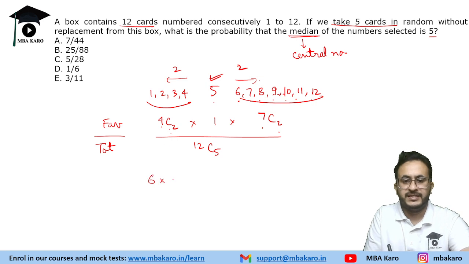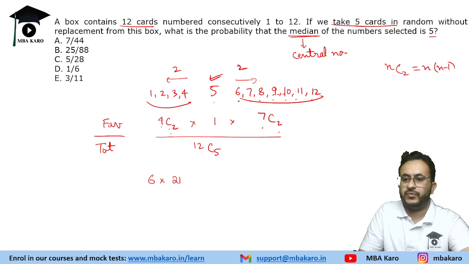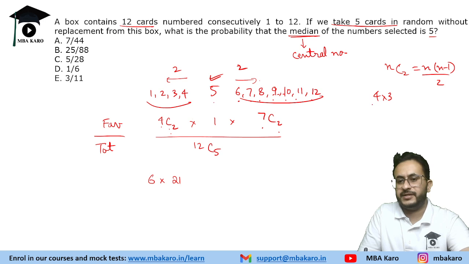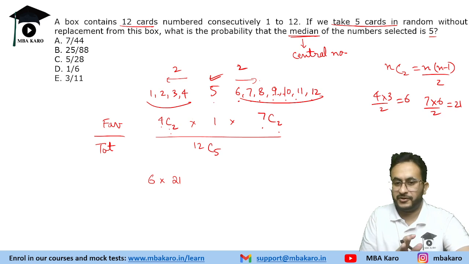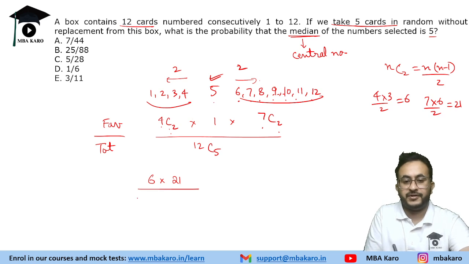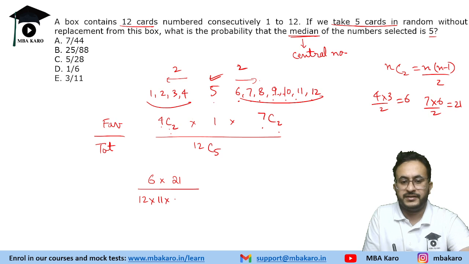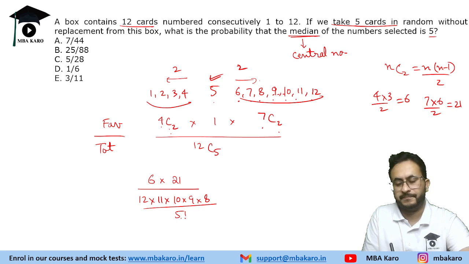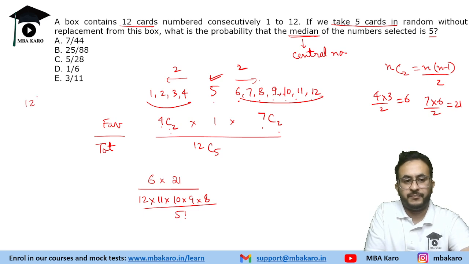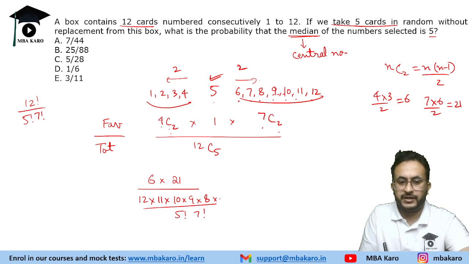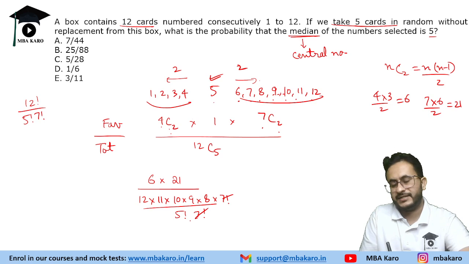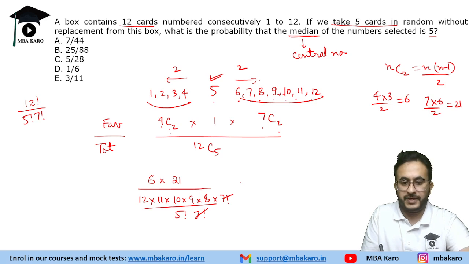4C2 is 6, 7C2 is 21. So how to find nC2: it is n times (n minus 1) by 2. If you solve some questions, you will remember these values, because I remember these values. I've done a lot of them. Now what will 12C5 be? 12, 11, 10, then 5 numbers: 9, 8, upon 5 factorial. How does 12C5 come? 12 factorial upon 5 factorial and 7 factorial. So here you take 5 factorial into 7 factorial; after 8, 7 factorial remains, so that gets canceled out.